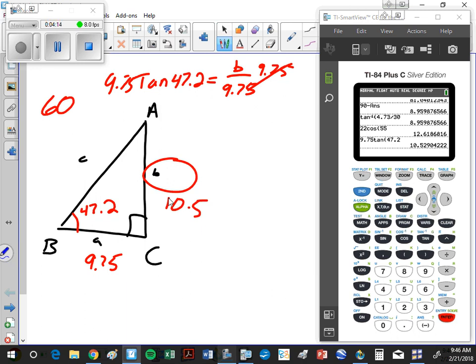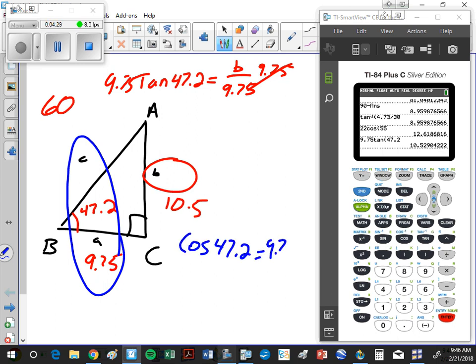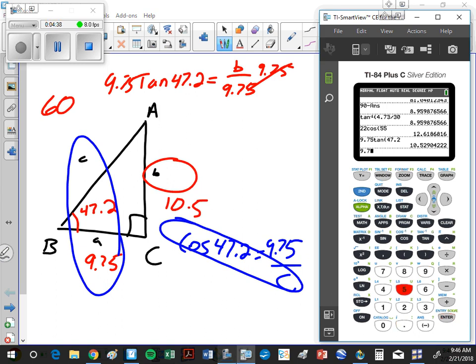And then you could use the Pythagorean theorem, but just to remind you how to solve this type, how would I find c using those two sides? Cosine. So the cosine of 47.2 is equal to 9.75 over c. That's a switch problem. I just switched these. 9.75 divided by the cosine of 47.2. So 14.35.